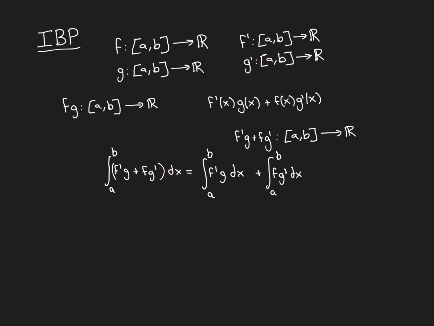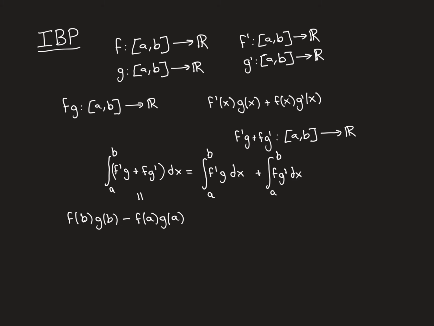And further by linearity, the value of the integral of this function, the derivative of the product function, integrated from a to b, dx, will be equal to the value of this bit integrated over ab plus the value of this bit integrated over ab. So it will be equal to the integral from a to b of f prime g dx plus the integral from a to b of f times g prime dx.